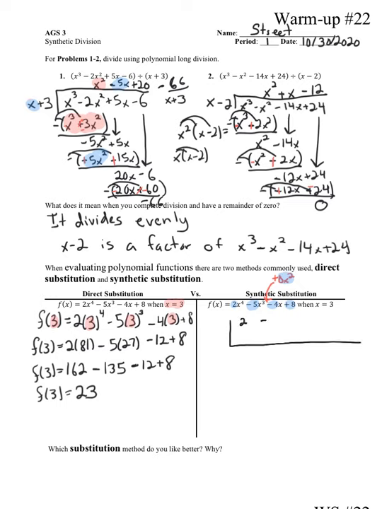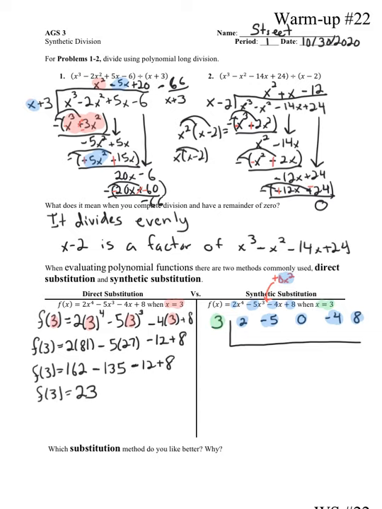And I'm going to do 2, negative 5, 0, because that's where my x squared goes, negative 4, and 8. And again, those are just the values from up above, the 2, the negative 5, the 0, the negative 4, and the 8. That's just the descending order of my values. And what we can do is we can put a 3 over here, which represents our x equals 3.